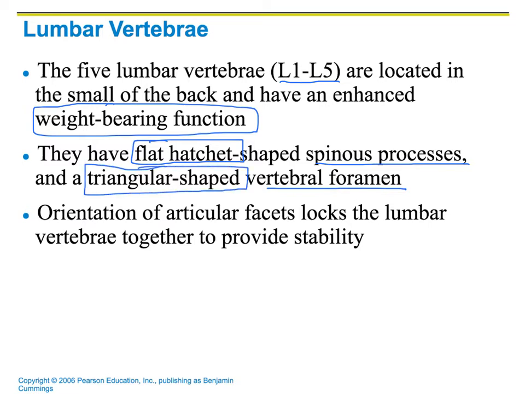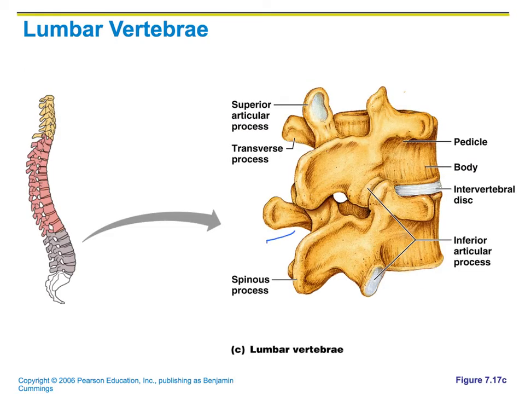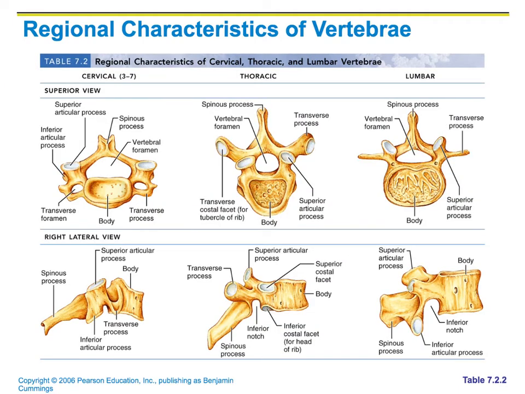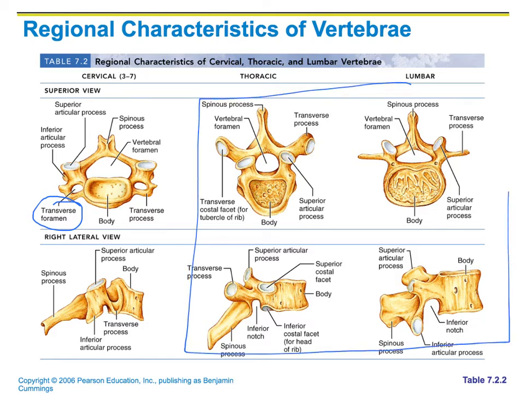And let's see, what are the third one? The third one is the body. The body is bean-shaped. And you see some of those structures here. This is a nice comparison. You see the obvious transverse foramen in the cervical vertebra, and you get a nice look at the difference between thoracic and lumbar.